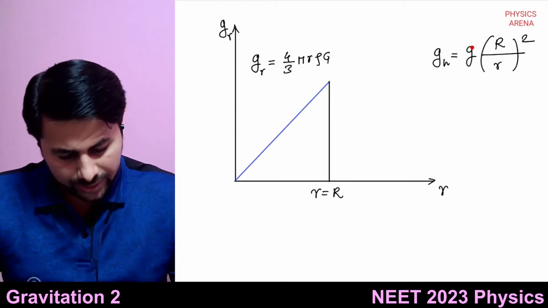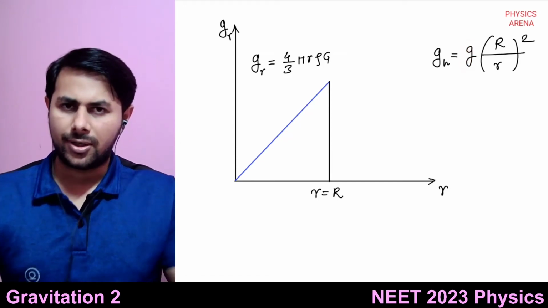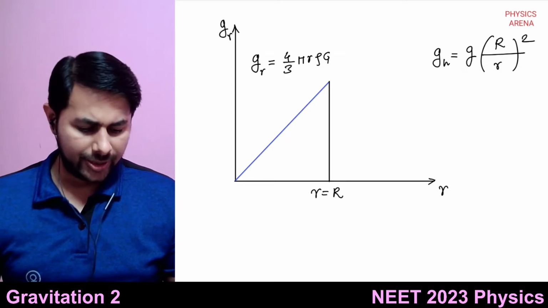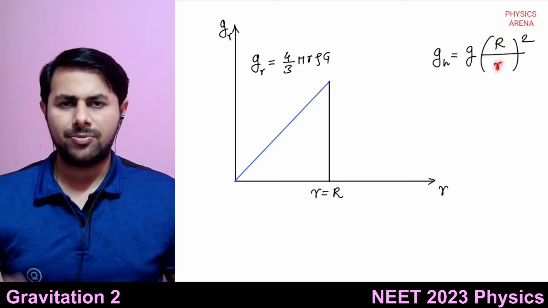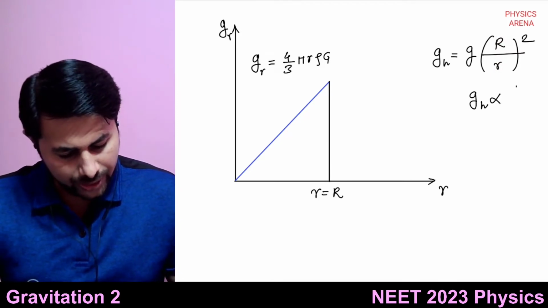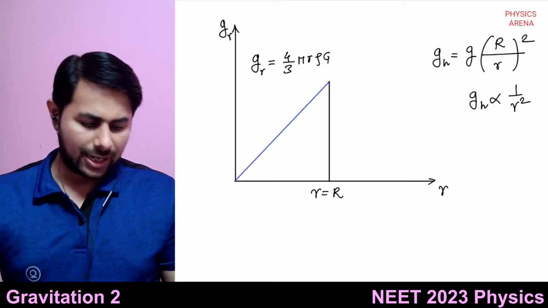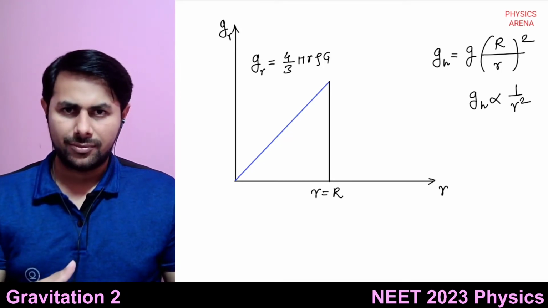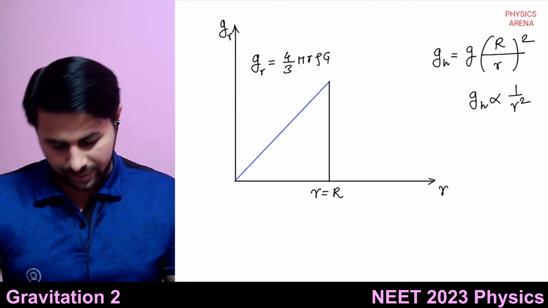So in this formula, this g is constant. Acceleration on Earth's surface, we can consider it to be a constant. This R is constant. What is changing? The small r is changing, right? So it is inversely proportional to r square. So as r goes on increasing, the acceleration due to gravity will go on decreasing.